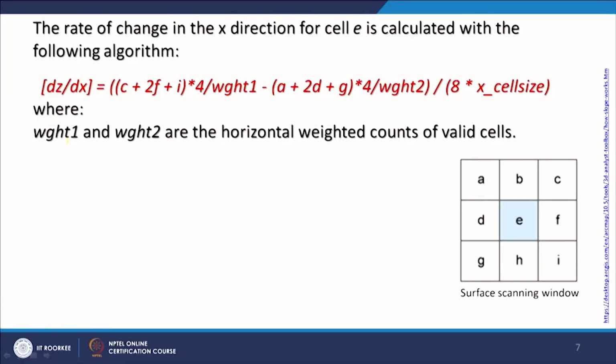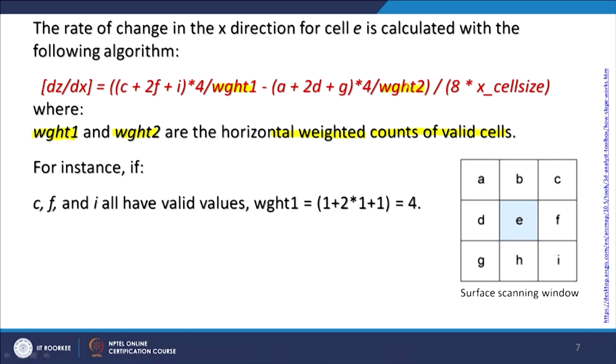Now, the rate of change in the x direction for each cell is calculated with the following formula. Again, there are weights. Weights can also be given, as I have been telling earlier. For each cell in the neighborhood, weights can be given, and that becomes a typical spatial filter if we bring the analogy of digital image processing. So, weight 1 and weight 2 are horizontal weighted counts for valid cells, here weight 1 and weight 2 in the above equation. And for instance, I may assign some weights here.